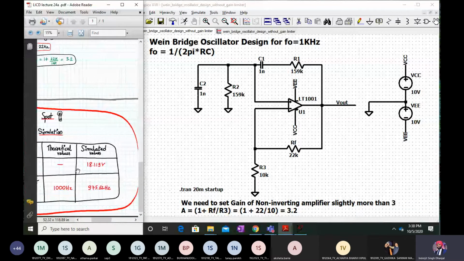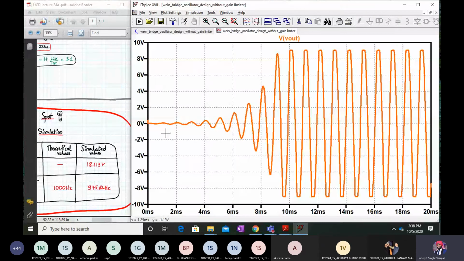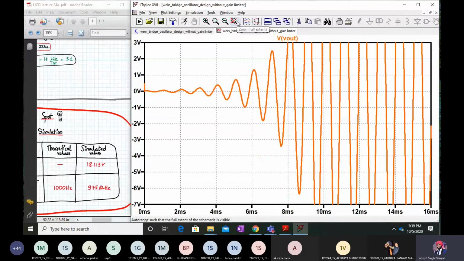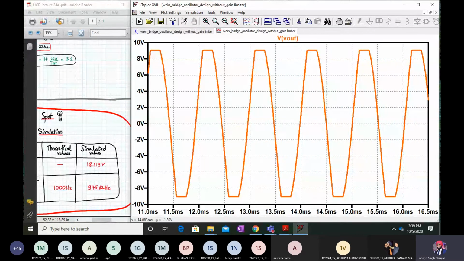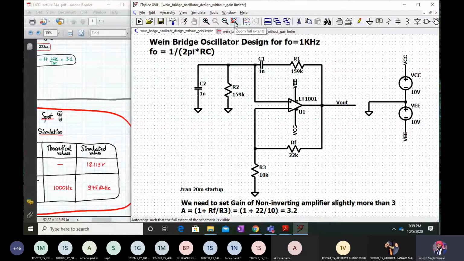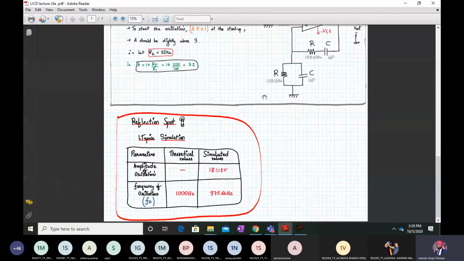The frequency is coming out to be 975 hertz. Now if you look carefully at the waveform, it's perfectly starting to build up as an oscillator. That's how the principle works. But the only limitation of this circuit is, as you can see, there is a slight clipping at the output levels of the amplitude. Apart from this, the circuit is producing sinusoidal oscillations of a frequency of 975 hertz instead of 1000 hertz. Any doubts over here, or else we can proceed?